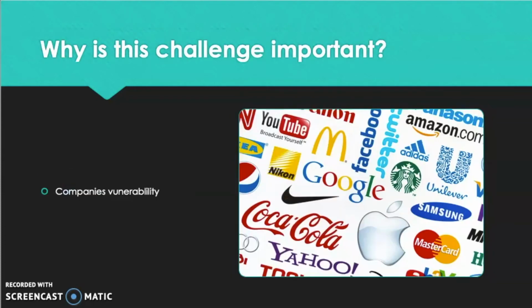Okay, so why is this challenge important? This challenge is important because it deals with companies and their networks. Companies tend to focus on attacks from outside systems, when it is also important to focus on attacks that are happening to their system from inside. And since ARP is an inside system situation, they should really be trying to look into how to handle inside problems.